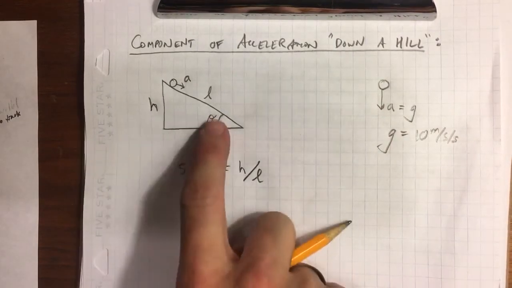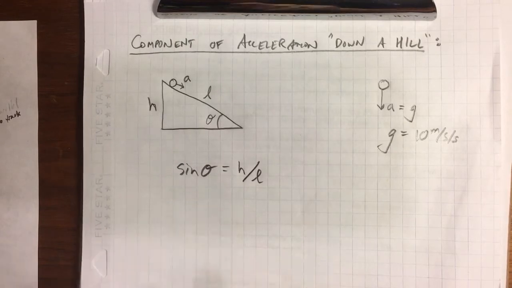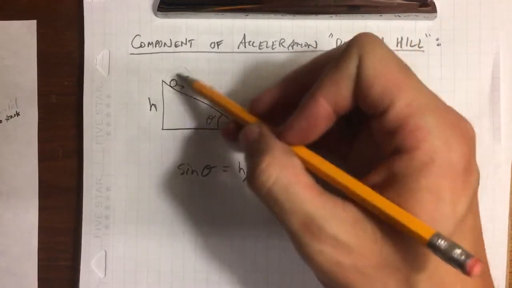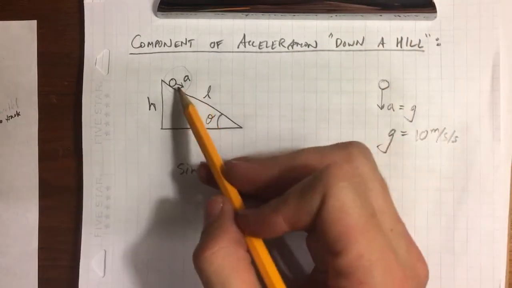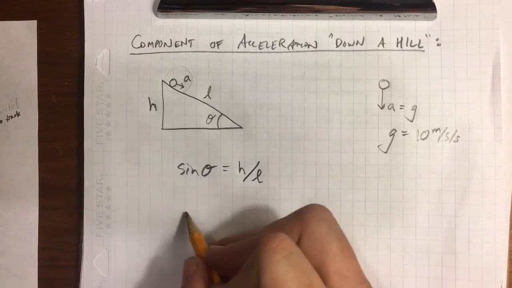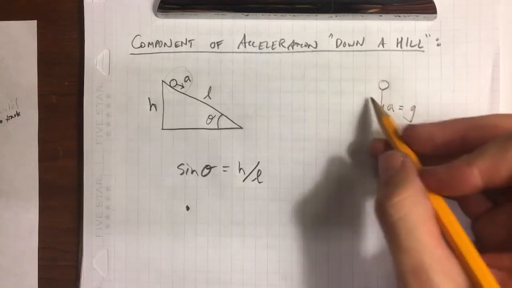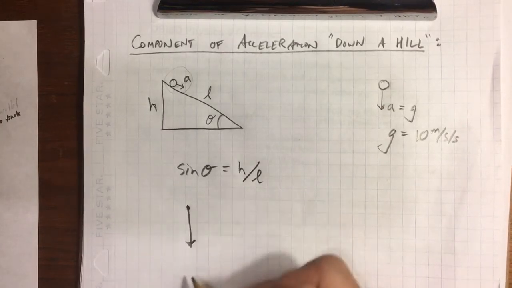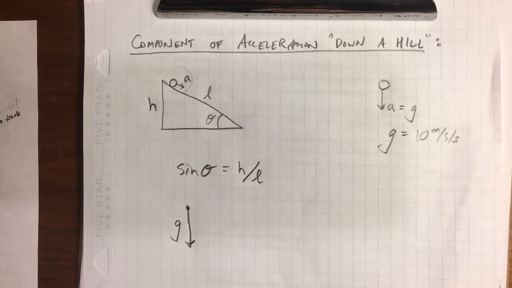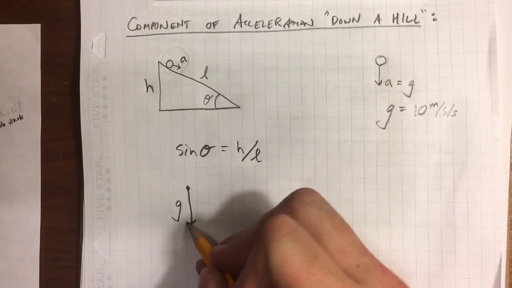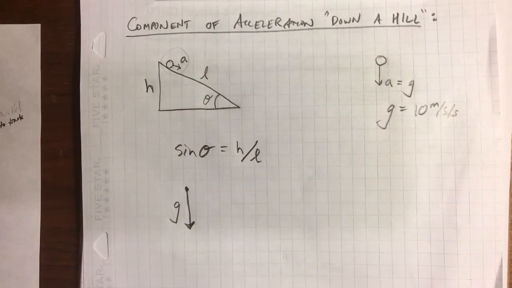So this angle is going to be important in thinking about this perspective, but I'm going to do something weird because I want to examine how much of this acceleration is pointed down the hill. And in order to do that, I'm going to rotate my reference frame, and I'm going to take this acceleration vector and draw it down here. So I know that this is equal to g. If the object was in free fall, this would be the length of the arrow. This would be the length of the acceleration vector.